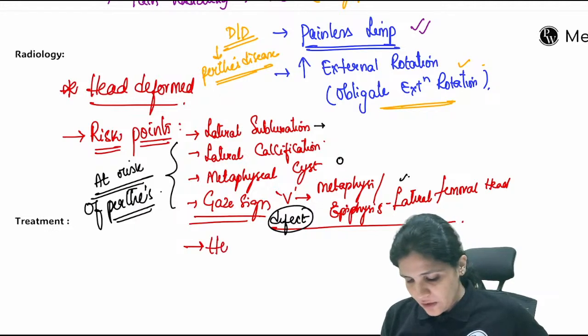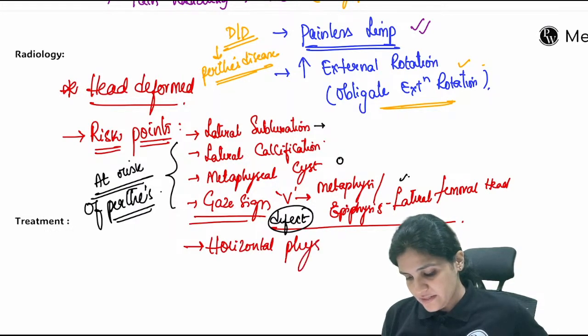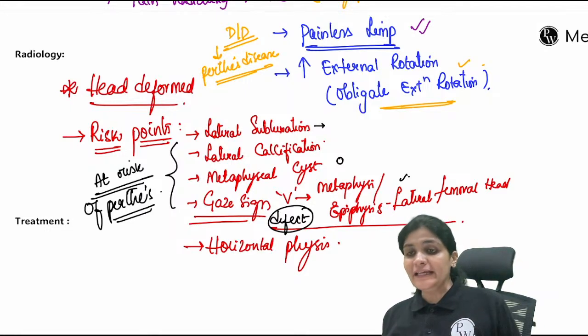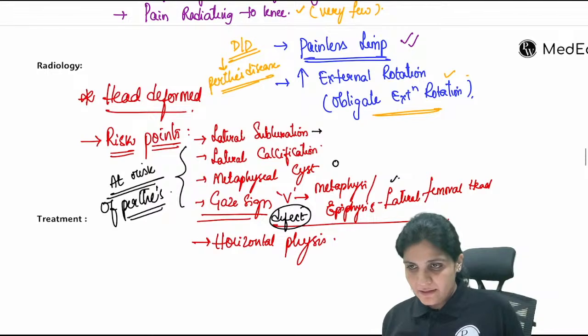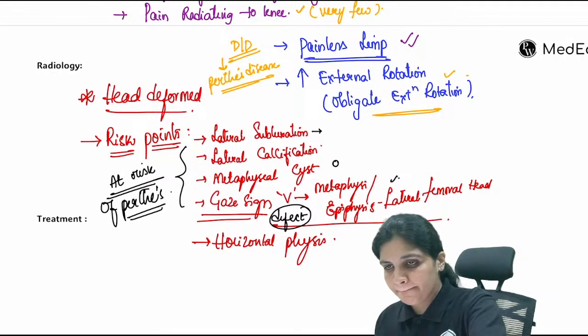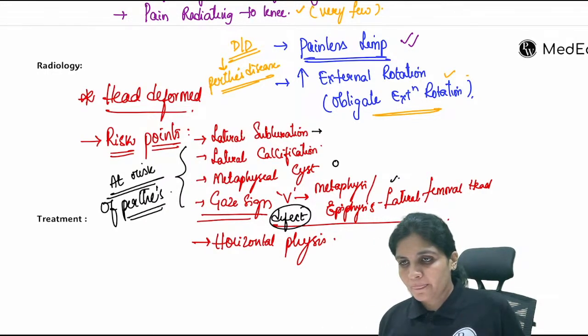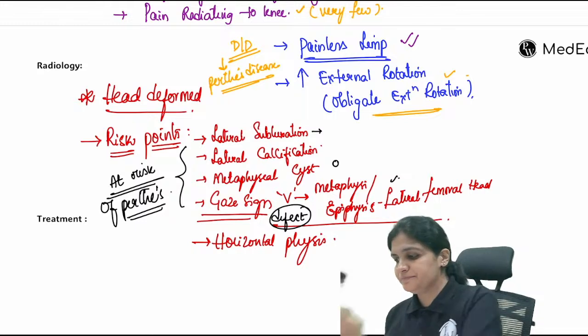And one more thing is horizontal physis. Horizontal physis. So these are all at risk for the head to get into Perthes disease, right? Clear, guys?